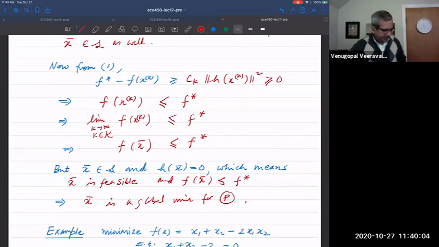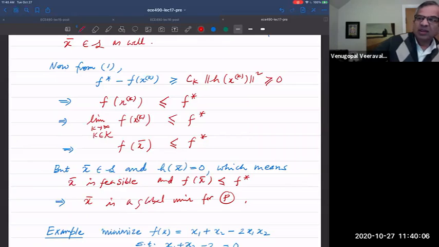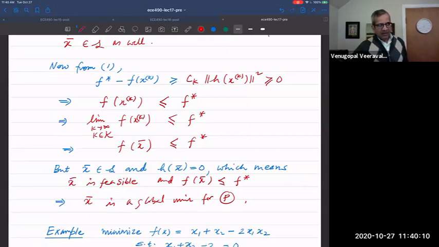Okay. So we showed something similar to what we did with the barrier method: that if we solve the sequence of problems with a penalty included, then eventually we'll get to the solution to the original problem. Okay.